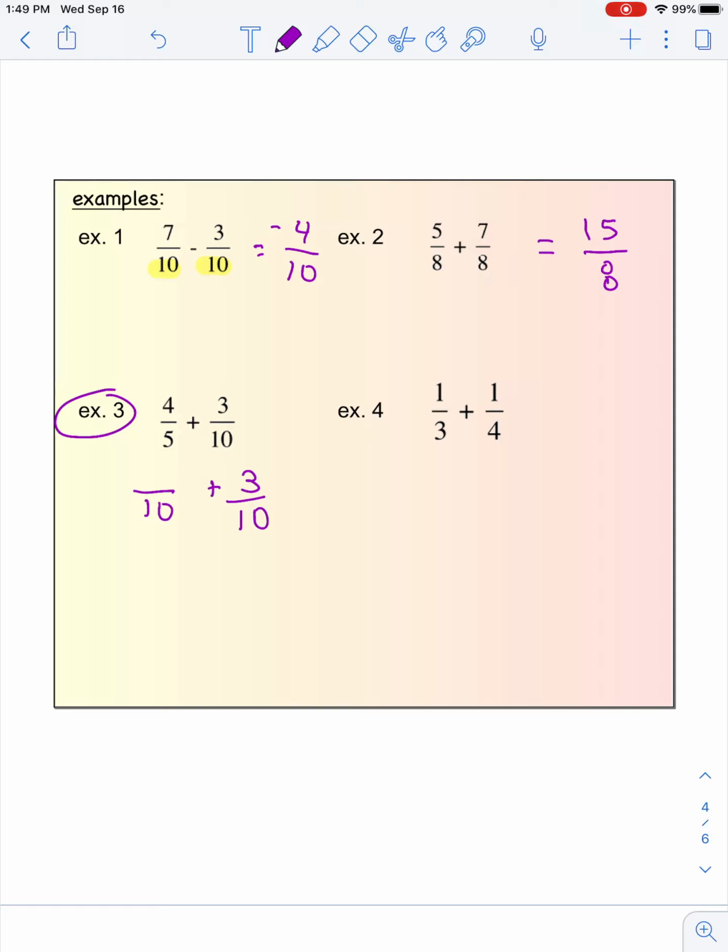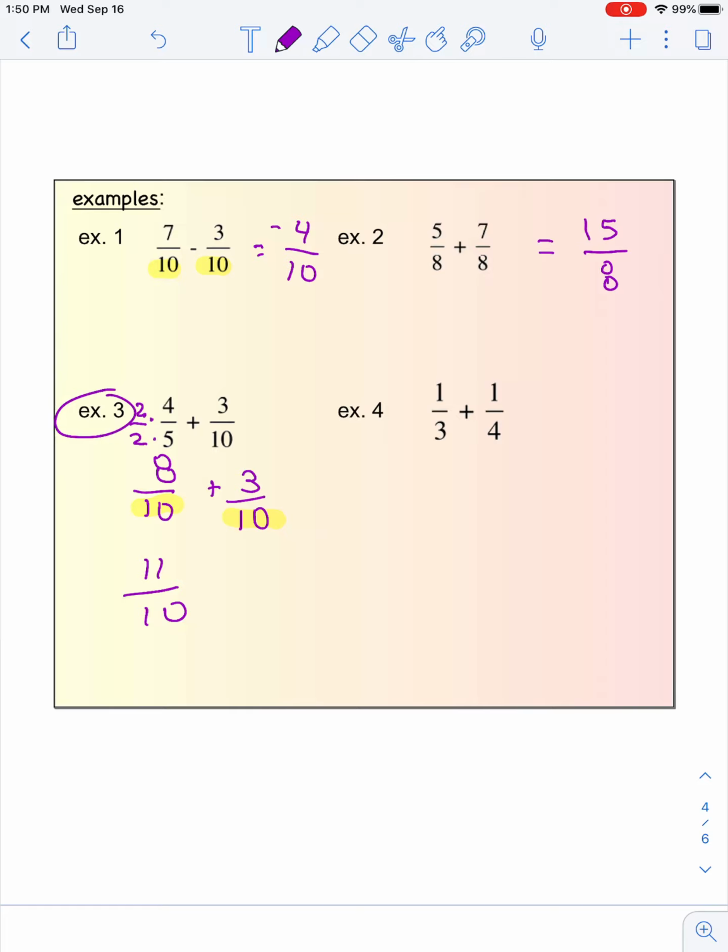So we can easily get this fraction in terms of tenths by simply multiplying by 2 over 2. That really, we're just multiplying by 1, so we multiplied the denominator by 2 to get our 10. We also have to do the same to the numerator, so 2 times 4 would give us 8/10. Now we have that common denominator again. And so now we can go back and we can add. 8 plus 3 is 11, and we get 11/10. Okay, your turn to try example 4.